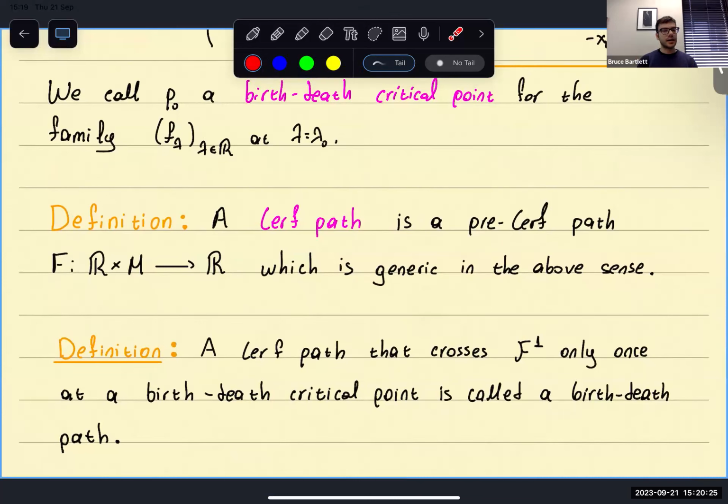And of course that is true for pre-Cerf paths as well, but Cerf paths have a more explicit local description around the cusp critical points, which will be useful when manipulating things concretely. And it's always better when you can restrict things, the more you restrict them.